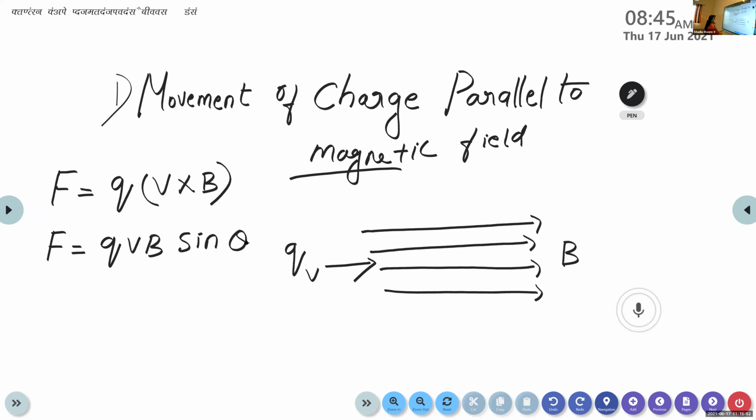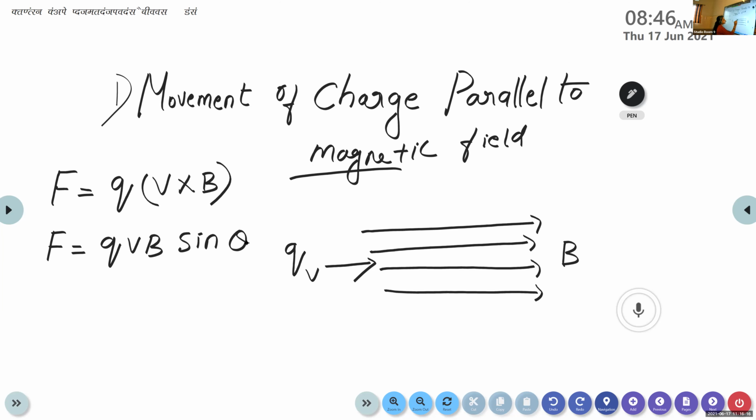So actually this theta is the angle between the velocity and that of the magnetic field. So now we want to calculate the value of theta here. Okay. So what is the direction of the charge particle and that of the magnetic field? Or how does this charge particle enter into the magnetic field? In which direction is it? Is it perpendicular or parallel? Parallel.